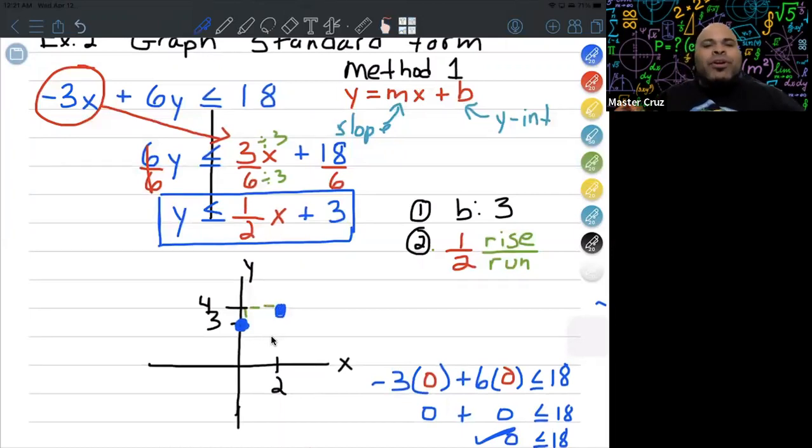Okay, now remember, this is an inequality. So I need to choose, is it dashed or is it solid, right?